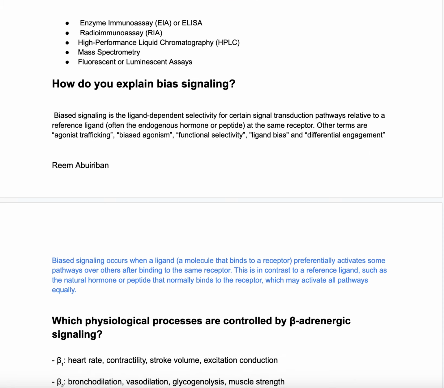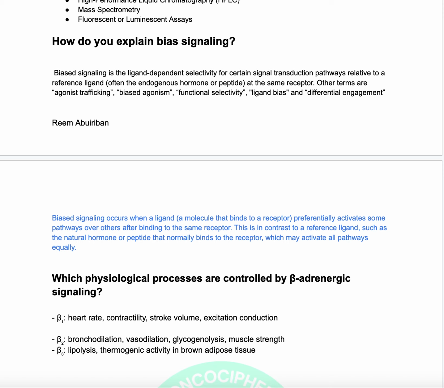Now I go to the second question: how do you explain biased signaling? We heard about something called biased signaling, and what does that mean? Biased signaling is the ligand-dependent selectivity for certain signal transduction pathways relative to the reference ligand, often an endogenous hormone or peptide, at the same receptor. When you just read this, you can't understand anything. Okay, I will explain that.